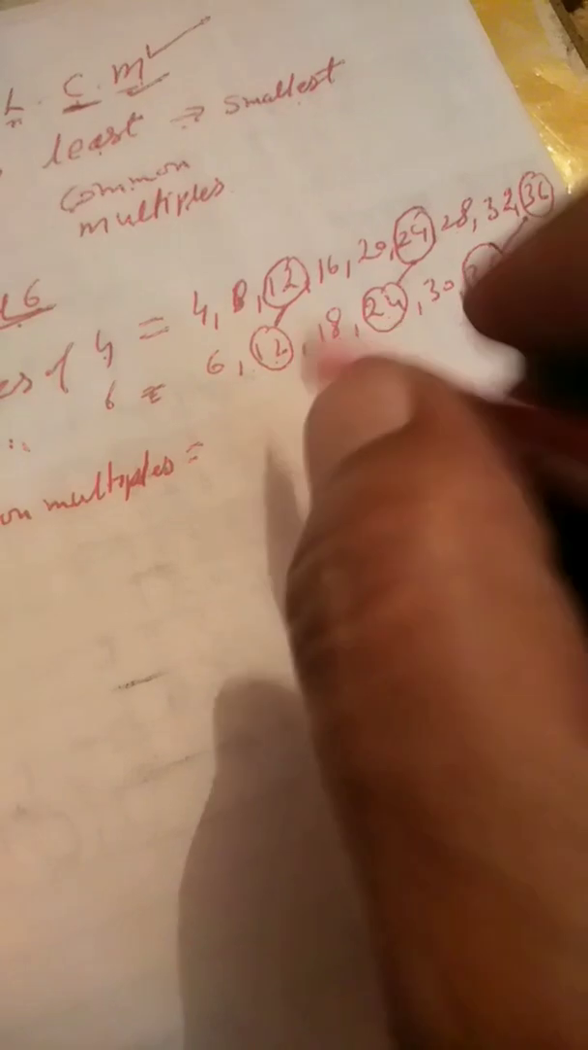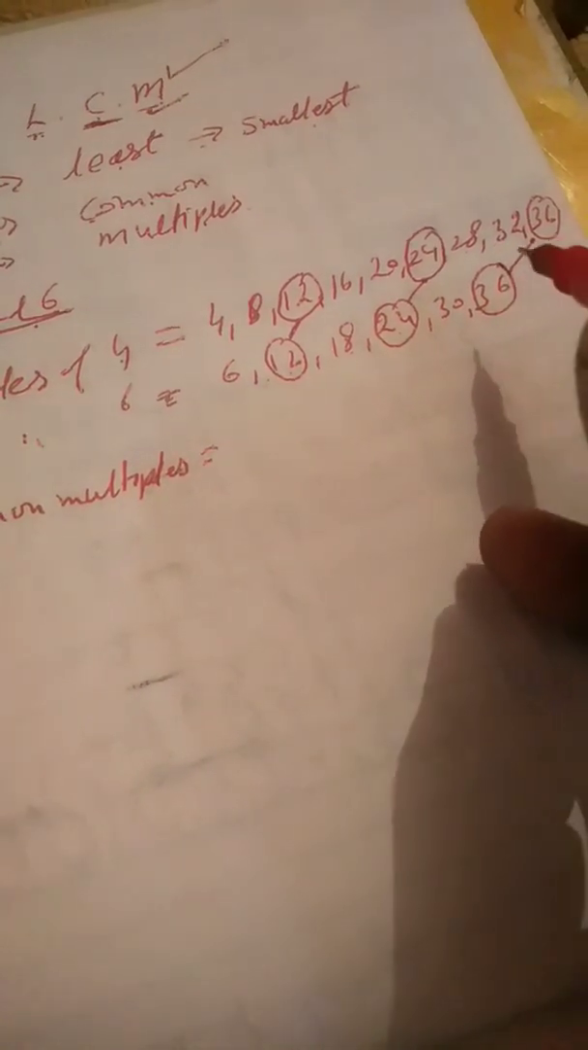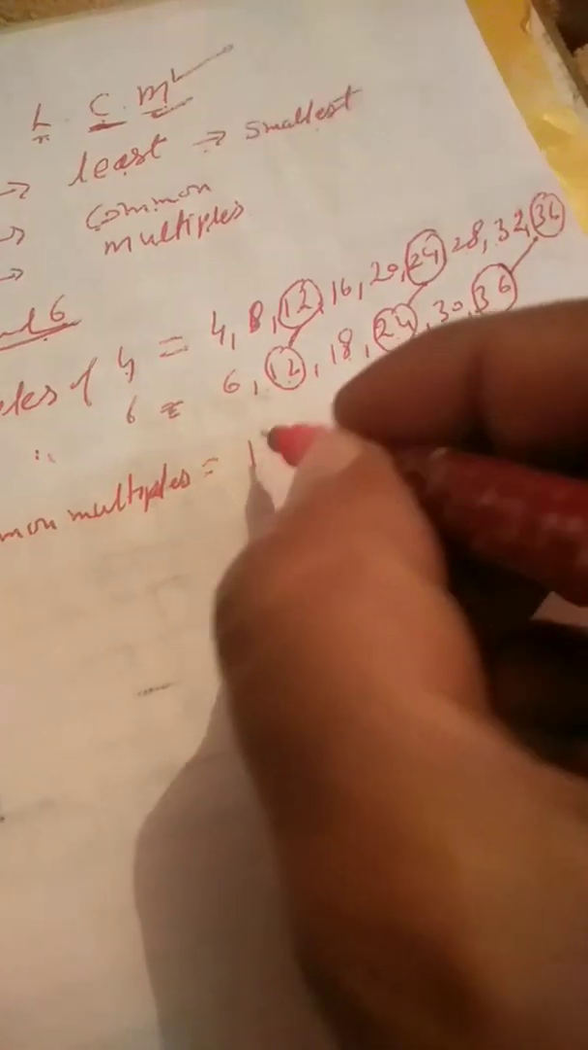Remember that you must find at least two common multiples. Here I have three common multiples, but you have no need to find more than two. It is more than sufficient if you find at least two common multiples. So the common multiples are: one is 12, the next common multiple is 24, and the next common multiple is 36.